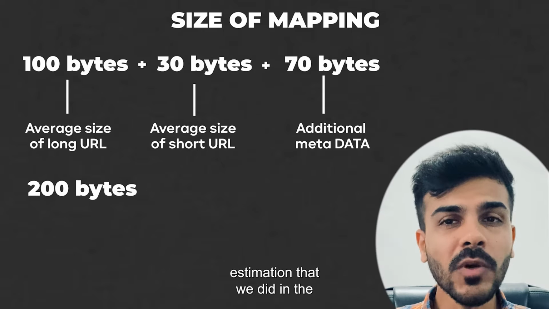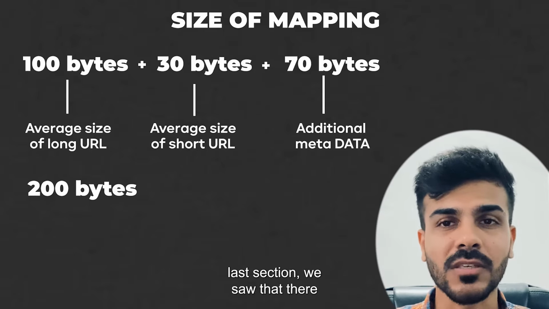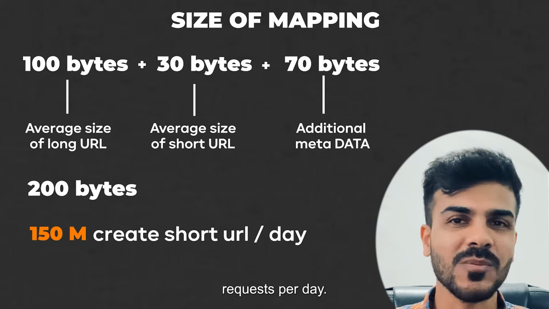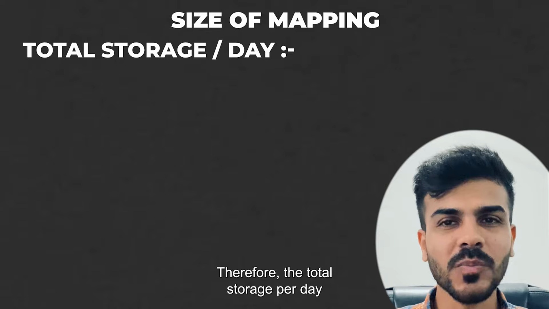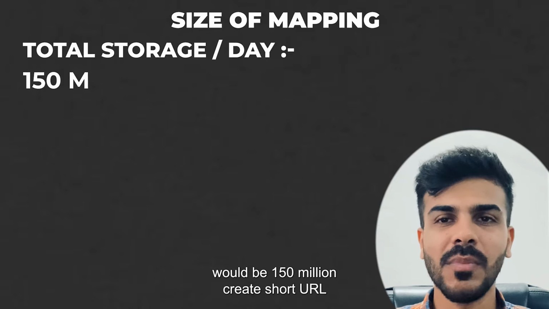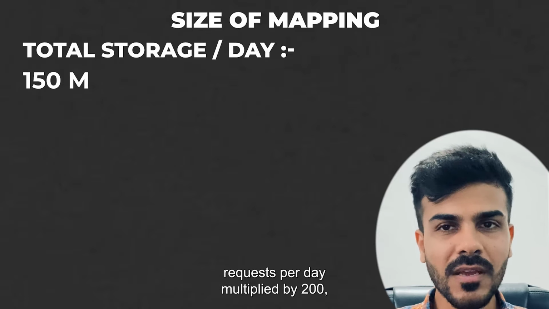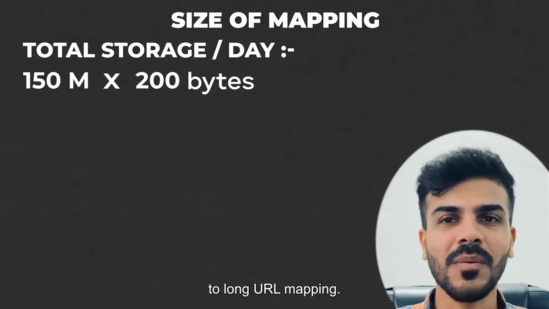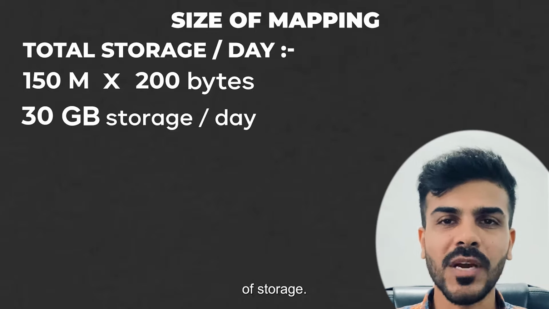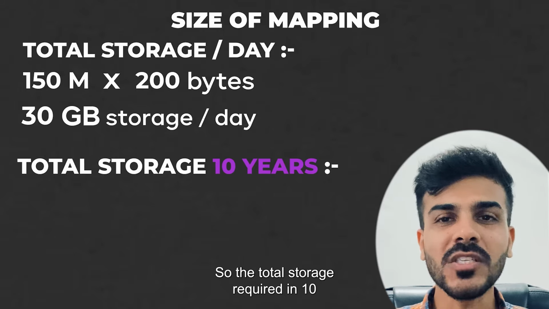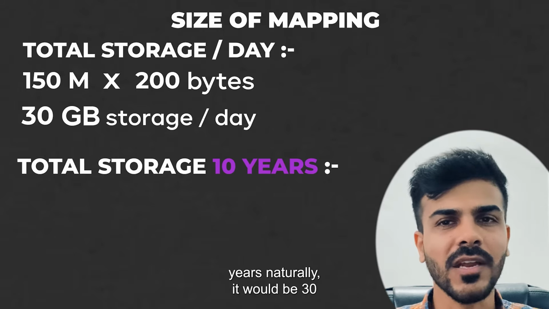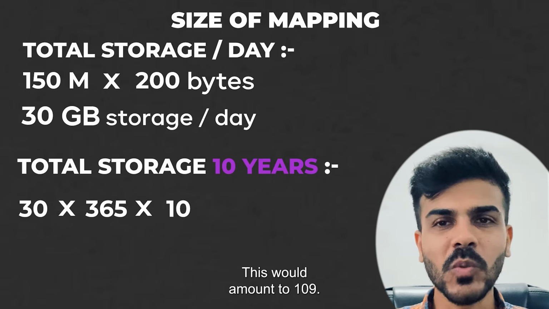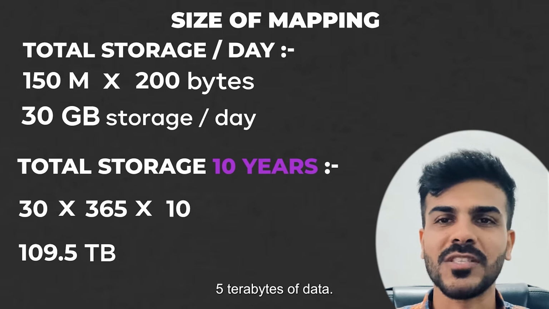From our throughput estimation in the last section, we saw that there are 150 million create short URL requests per day. Therefore, the total storage per day would be 150 million create short URL requests per day multiplied by 200, which is the average size of a short URL to long URL mapping. This amounts to 30 gigabytes of storage per day. So the total storage required in 10 years would naturally be 30 multiplied by 365 multiplied by 10. This would amount to 109.5 terabytes of data.